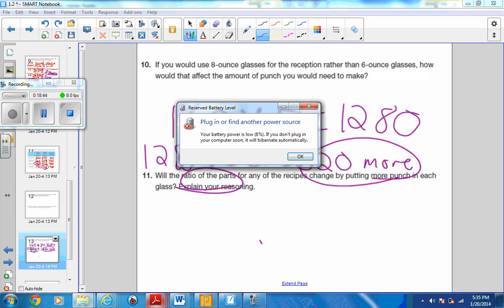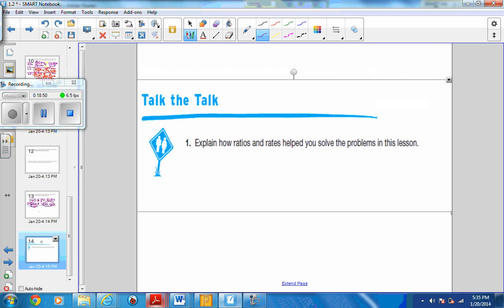Go ahead and answer your Talk to Talk on your last one and be able to explain how rates and ratios help to solve the problems in this lesson. Good luck and go do your skills practice.